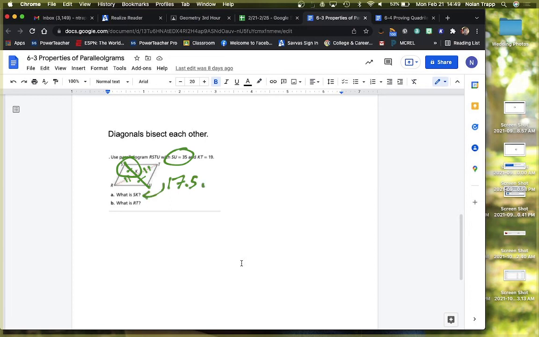And there's no label, so I'll just put units. And this one, RT, that would be the whole line. Well, 19 is here. Since these are equal, that's also 19, so this has to equal 38 units, because it's 19 double. So that's as simple as that.